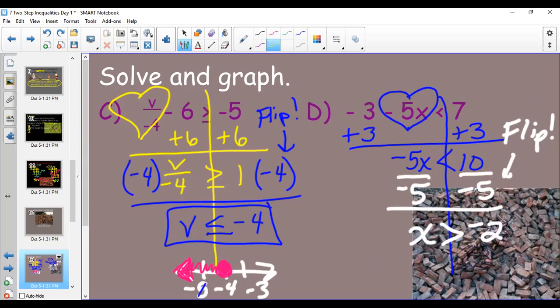And we're going to graph our final answer. -2 in the middle, 1 less, -3, and 1 more, -1. We're going to put an open circle at -2, going to the right.